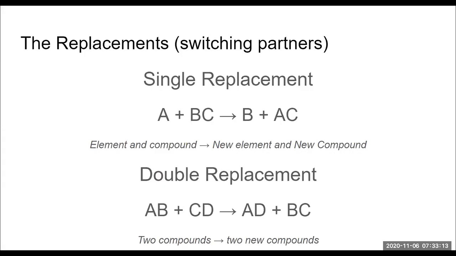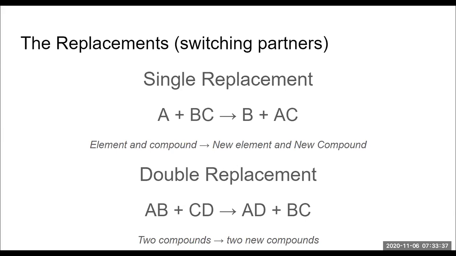When it comes to replacement reactions, you're usually working with ionic compounds. In a single replacement reaction, you're starting with an element and it's interacting with a compound. What happens is that element kicks out its counterpart. So if element A is a metal, it's going to kick out the metal in the compound, and if element A is a nonmetal, it'll replace the nonmetal.